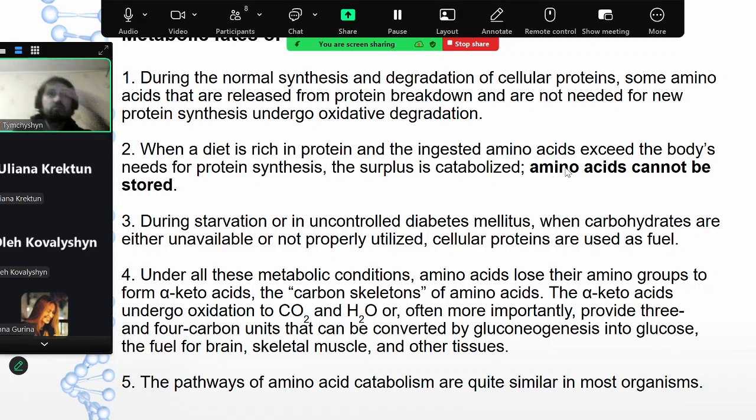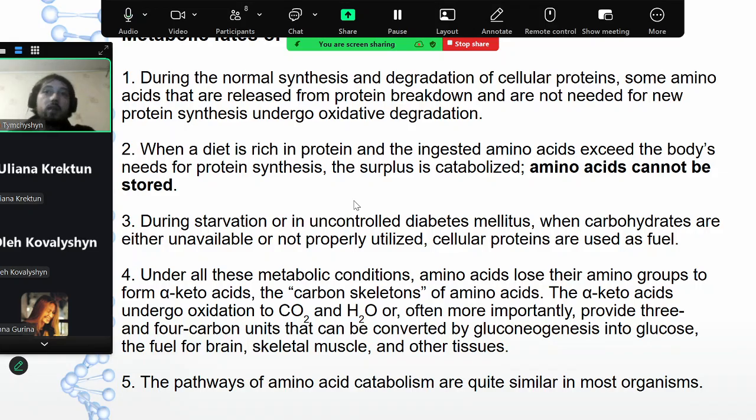So that's the way it works. And during starvation or uncontrolled diabetes, when the carbohydrates are either unavailable or not properly utilized, some cellular proteins are used as the fuel. So some proteins can be used to get some bit of energy.